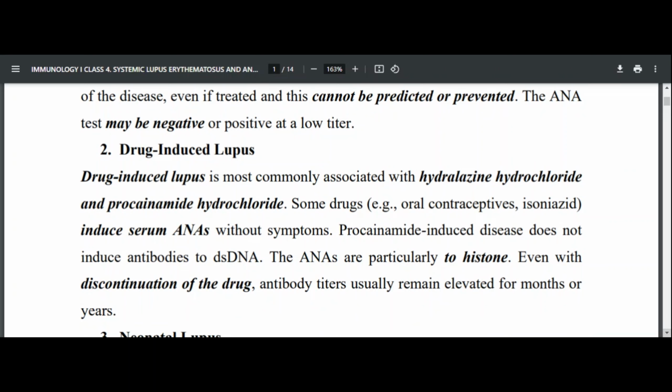So procainamide can induce a particular type of lupus, which is drug-induced lupus, and the autoantibodies which are produced are antinuclear antibodies against a protein in the nucleus, which is called histone protein.